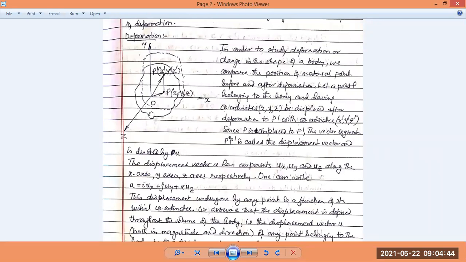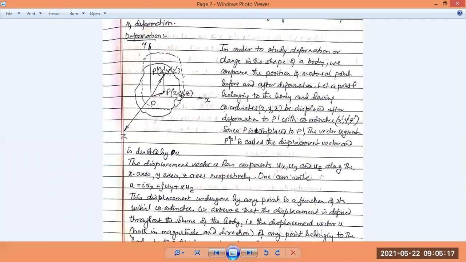an irregular shaped body like this, which is given in the form lines, and after the deformation, this body is supposed to take this particular shape, shown with the sectional line itself. We are considering here the origin, x-axis, y-axis, and z-axis, and a point P, whose rectangular coordinates are known to us, is given as x, y, and z.